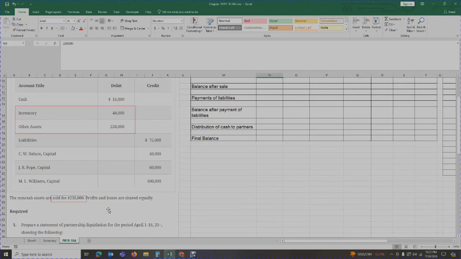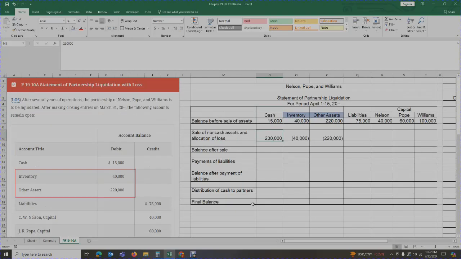Now the problem states profits and losses are shared equally, okay? So that means we're going to assign a $10,000 loss to each of my partners. So we're going to have a $10,000 loss here for Nelson, a $10,000 loss for Pope, and a $10,000 loss for Williams, okay?